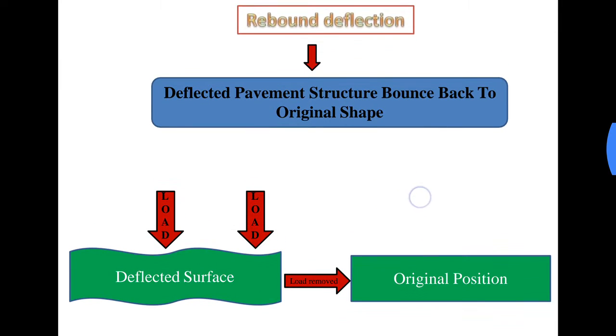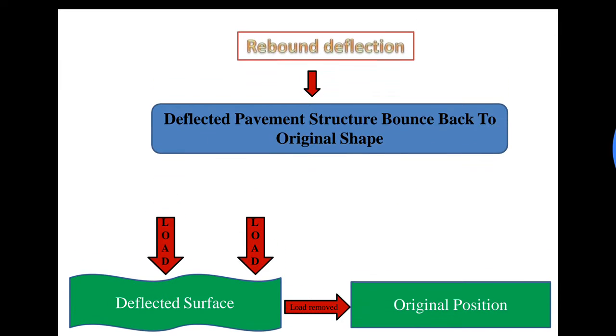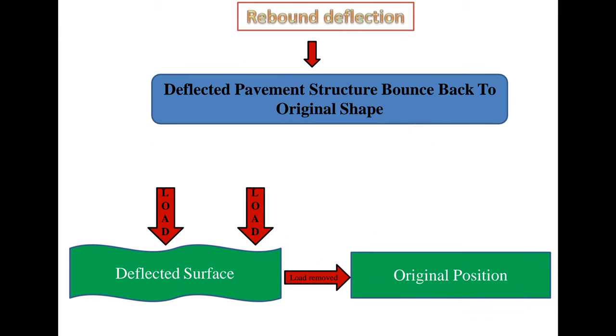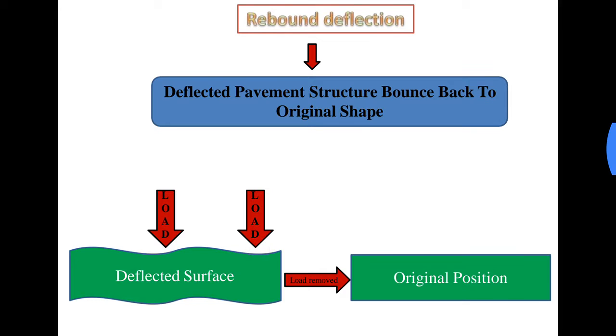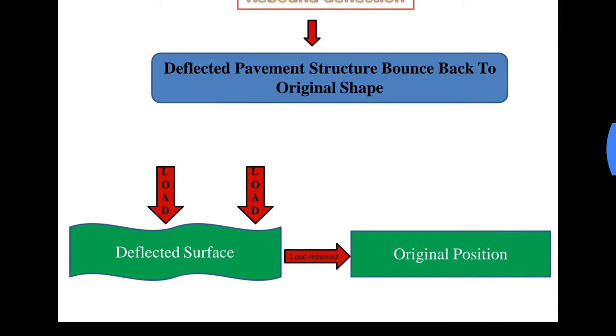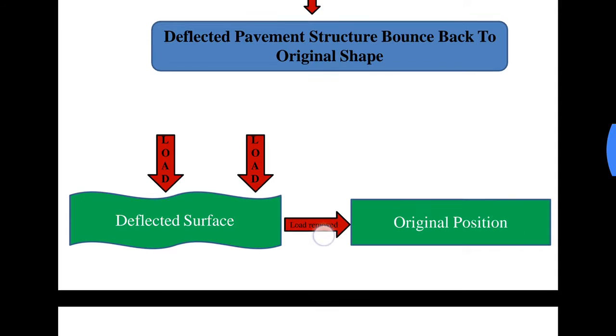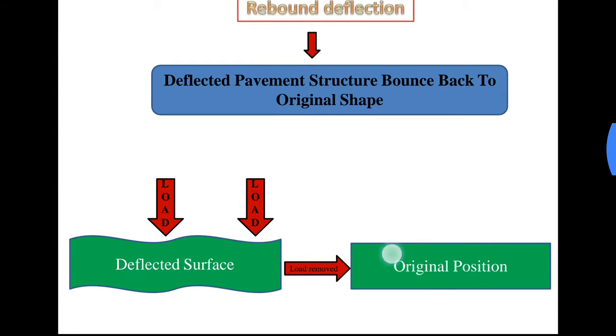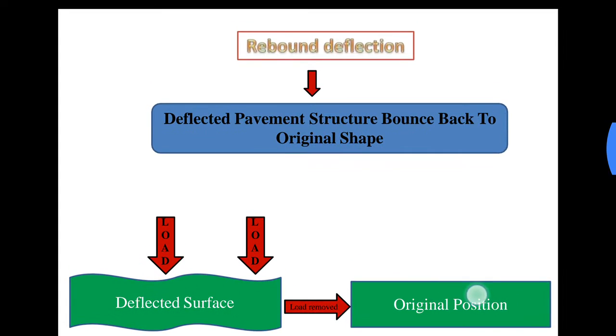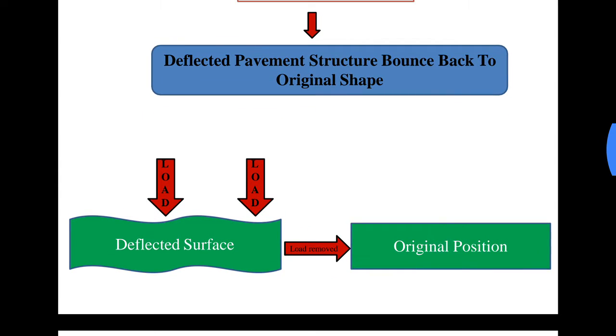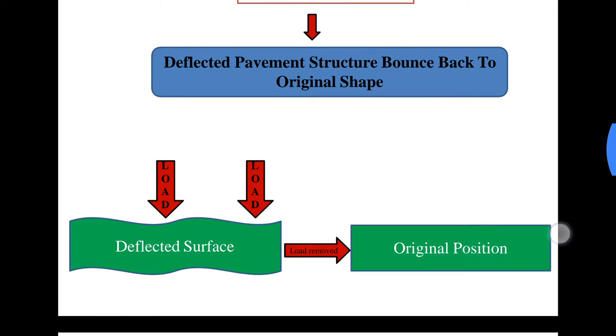So rebound deflection: the deflected pavement structure bounces back to the original shape. Once you apply the load, there is some deflection, then if it comes back to its original position when the load is removed, then the pavement is efficient. Okay, under normal conditions the flexible pavement should show this character, but if it does not return back to its original position and there is some permanent deflection, then the pavement is under fault and we need to apply some corrective measures, which could be design of overlay or even reconstruction at times.